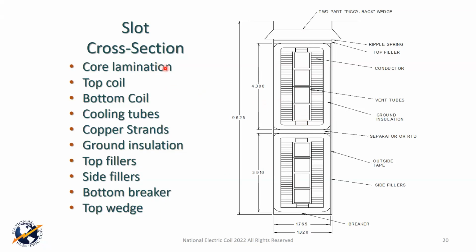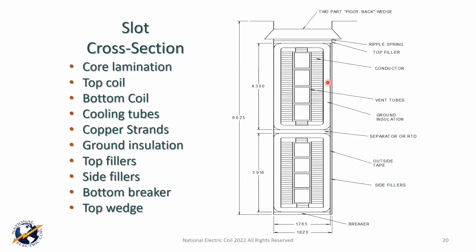But also looking at the different things, we've got the laminations out here, top coil, bottom coil, got the cooling tubes that we see inside here for the air or the hydrogen. We got copper strands in each of the strand stacks and in the transpositions. We got ground insulation. This is the area that's going around each of the coils here. And we got a top filler that's directly above the coil and so on. Quite often we'll have a top ripple spring as well.